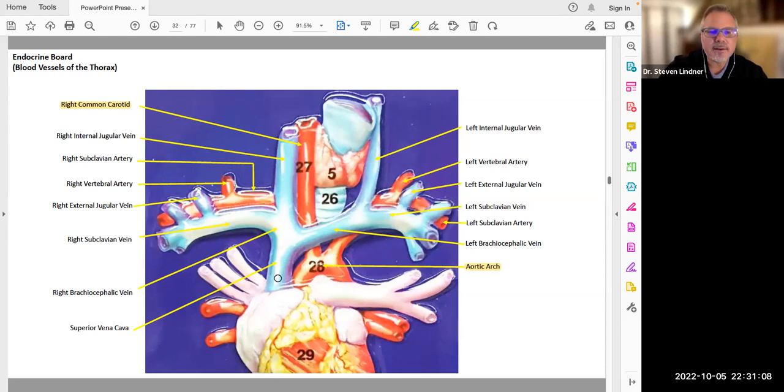Okay, let's look right here. This right here is the superior vena cava. So then we have the left brachiocephalic vein, right brachiocephalic vein leading into it. Here's the right internal jugular vein. And then lateral to that is the right external jugular vein. Same thing on the left side, left internal jugular vein, left external jugular vein.